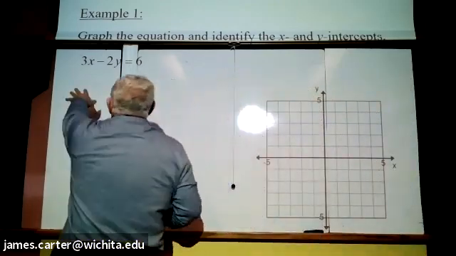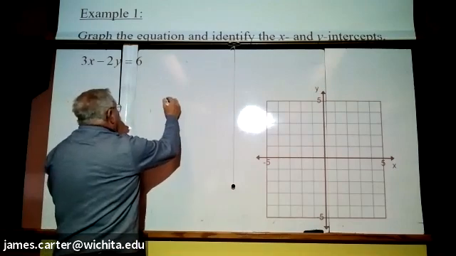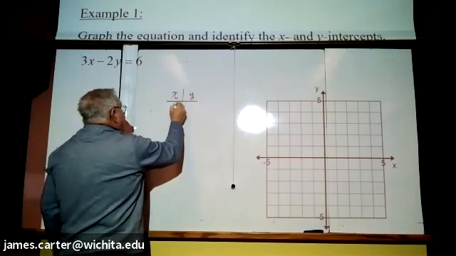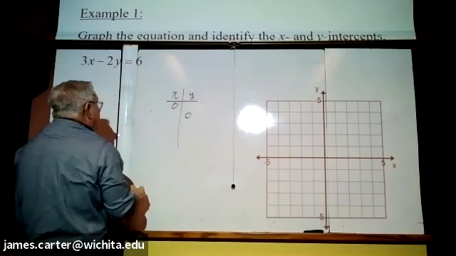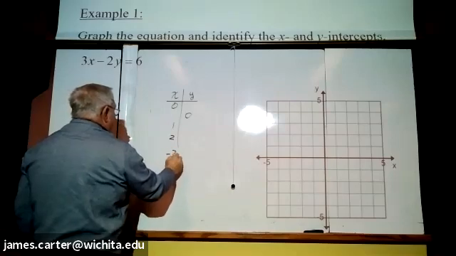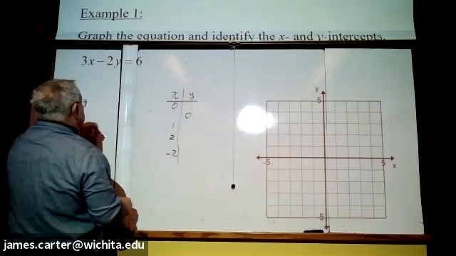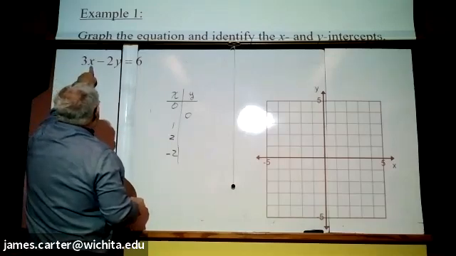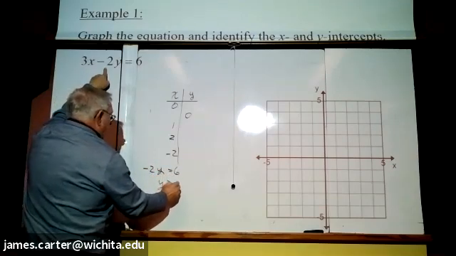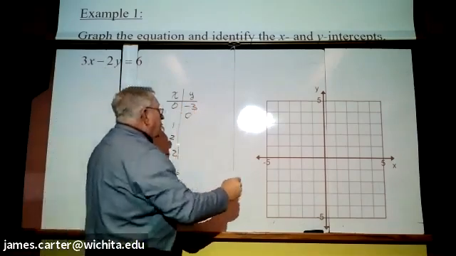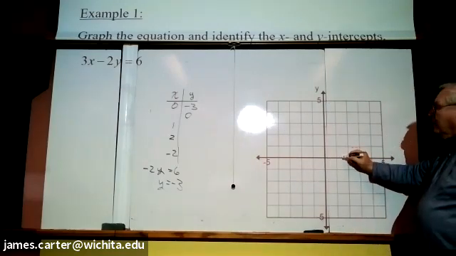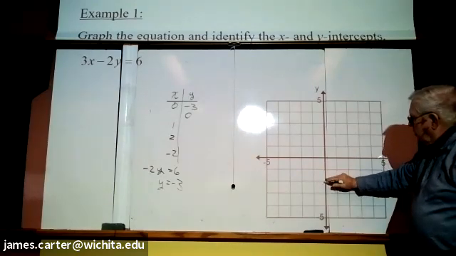Well, in this case, we can graph this by using an XY table. Pick some values. Here, let's try 0, 1, 2, and -2, just arbitrarily picking some numbers. Okay, here, if x is 0, then I've got -2y equals 6, y equals -3. And I graph that point, okay? (0, -3).